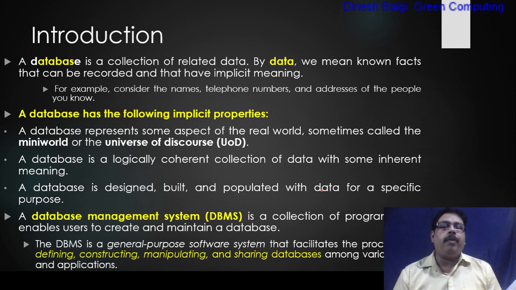Now here database represents some aspects of real world, sometimes called as a mini world. Means now whatever I said, just like a data of a student, we can have a customer data, we can have a product data. So these are all the things which are needed in the mini world or universe. Actually these are logically coherent collection of the data with some inherent meaning. Means a database will have some meaningful information. If it is a student data, it will include all the meaningful information regarding that student, and it is also built for specific purpose. Database is also built for specific purpose.